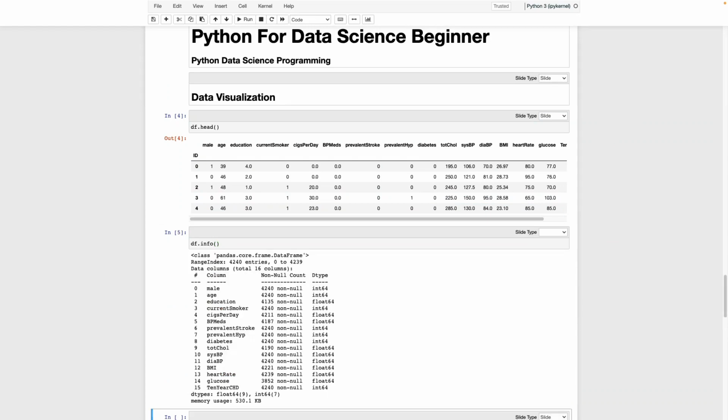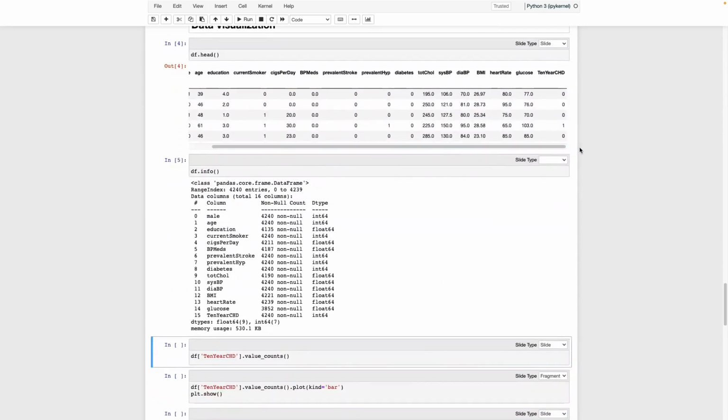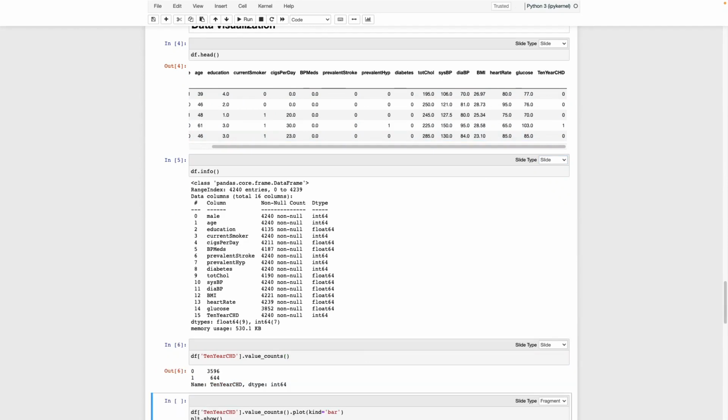And we see we have 4,240 entries with 16 different columns, features recorded. Now, the outcome or the target variable is whether that person developed heart disease in the 10 years that they were being monitored. And so we can take a look at that as far as what is the balance of that in the data set.